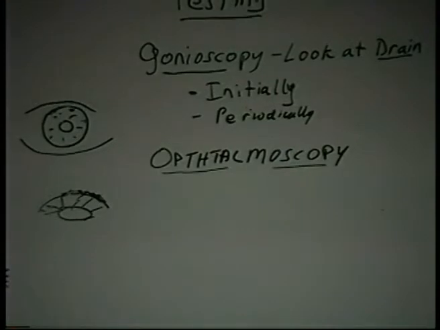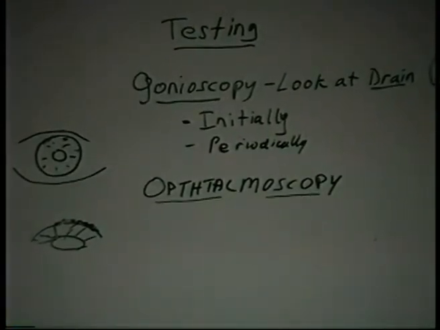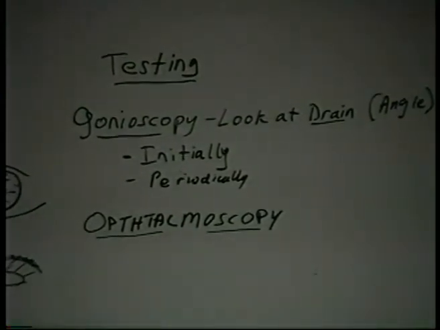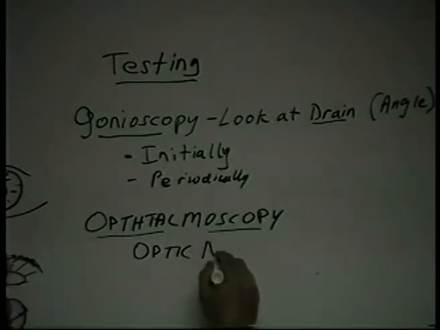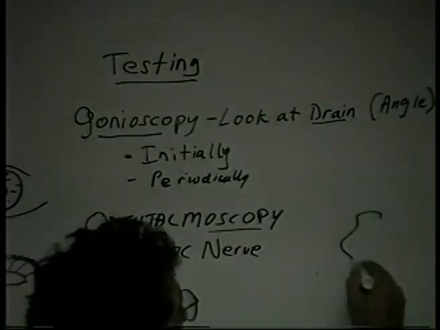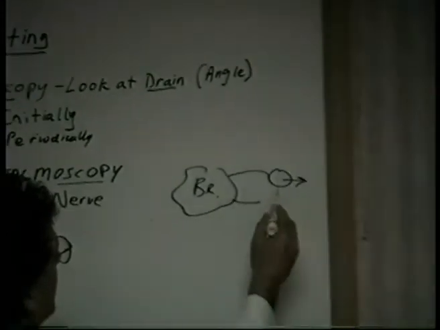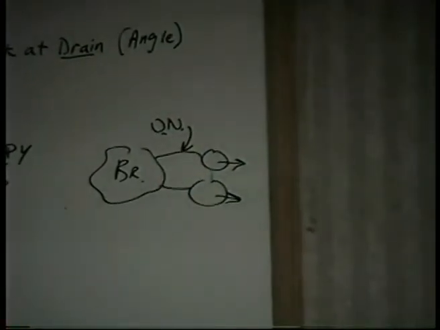Now you can do ophthalmoscopy to look in the eye for all kinds of diseases. You can look for macular degeneration, you can look for a lot of things, but we're going to particularly look at the optic nerve here. How do we look at this optic nerve? This is one of the important tests that we do. Remember, the optic nerve is the cable that connects the eye to the brain: the brain, and two eyes looking out. The optic nerve right there connects the two.